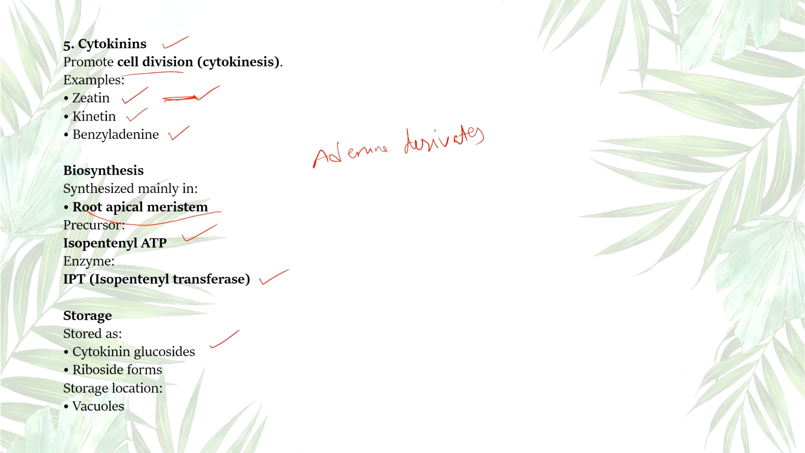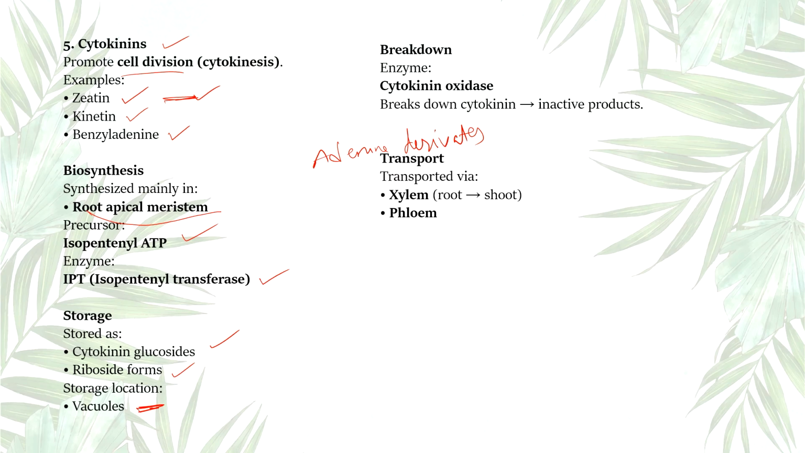Cytokinin is stored as cytokinin riboside forms. The storage location is in vacuoles. Cytokinins are also stored in an inactive form. Okay. They are also the same, right? Breakdown. Why break down?